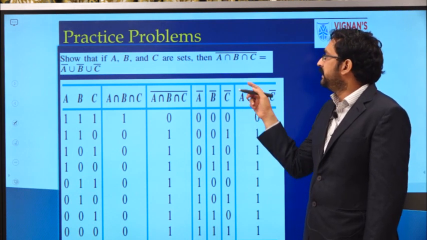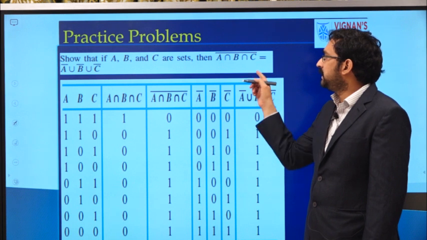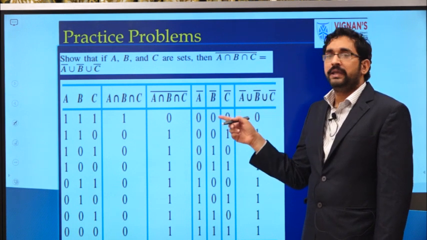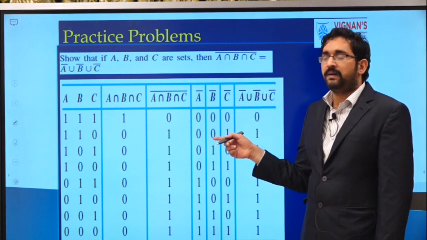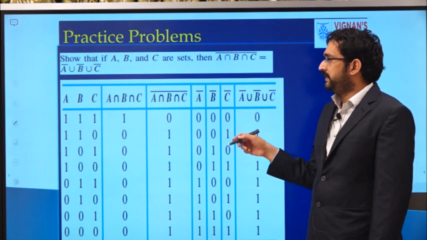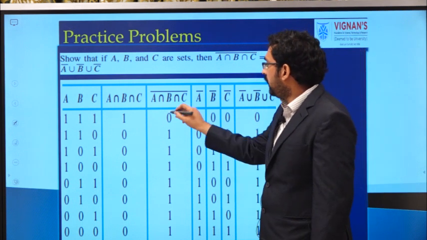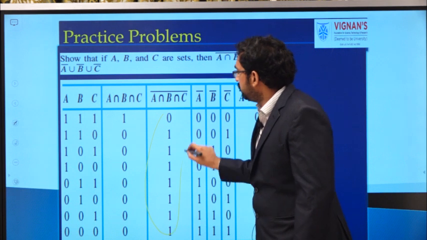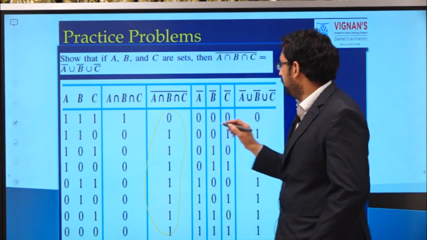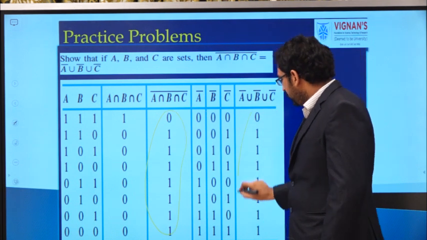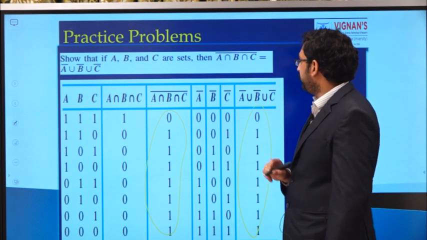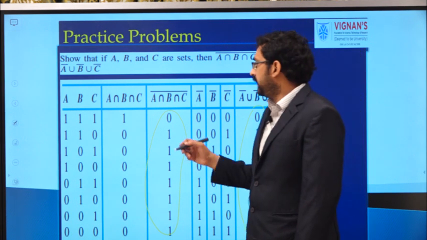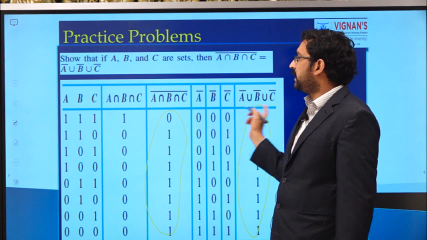Here, this is a problem on a membership table. We have to prove that A intersection B intersection C whole complement equals A complement union B complement union C complement. So if you observe, all the values in A intersection B intersection C whole complement are equal to A complement union B complement union C complement. Hence we can say that both are equal.